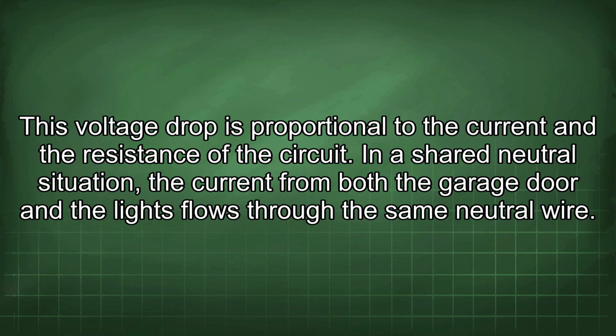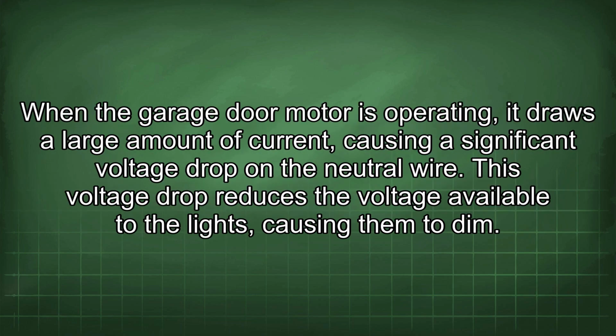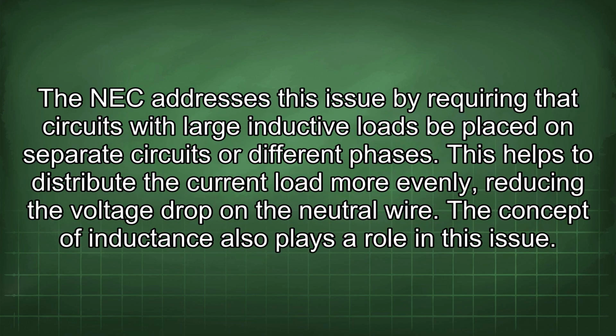In a shared neutral situation, the current from both the garage door and the lights flows through the same neutral wire. When the garage door motor is operating, it draws a large amount of current, causing a significant voltage drop on the neutral wire. This voltage drop reduces the voltage available to the lights, causing them to dim. The NEC addresses this issue by requiring that circuits with large inductive loads be placed on separate circuits of different phases. This helps to distribute the current load more evenly, reducing the voltage drop on the neutral wire.